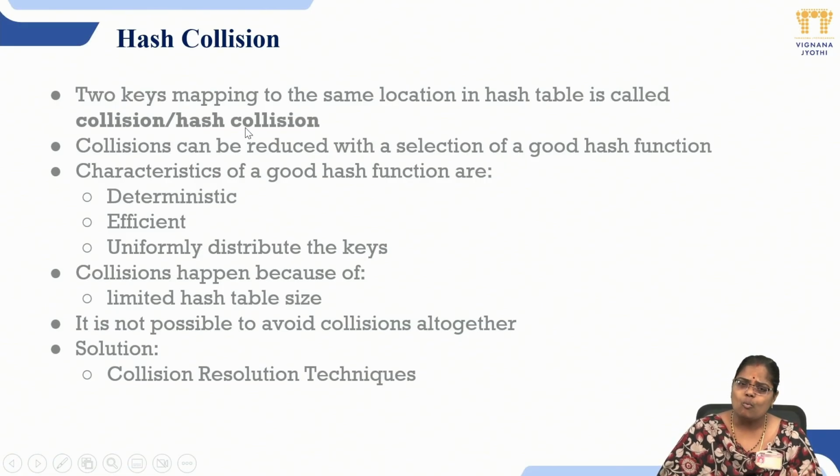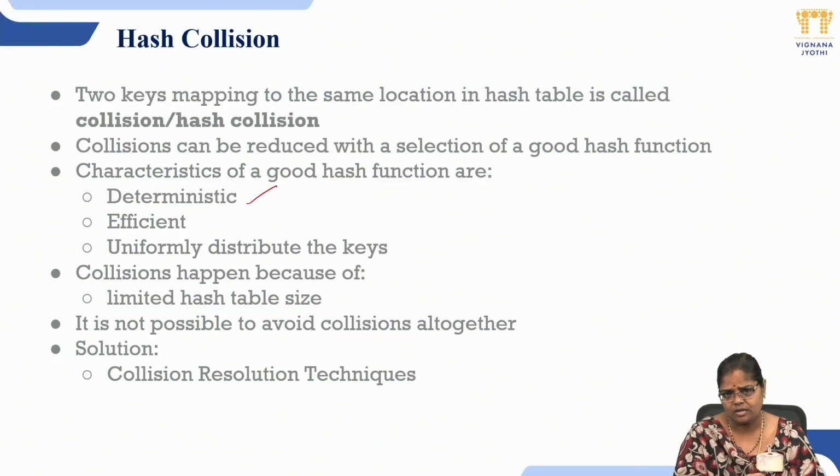Why do hash collisions occur? Hash collisions occur if we don't select a proper, good hash function. So collisions can be reduced with the selection of a good hash function. What are the characteristics to be considered for a good hash function? The hash function should be deterministic. Deterministic in the sense that whenever you compute for the same key, however many times you apply the hash function, you should get the same hash index value. That is what we call deterministic.